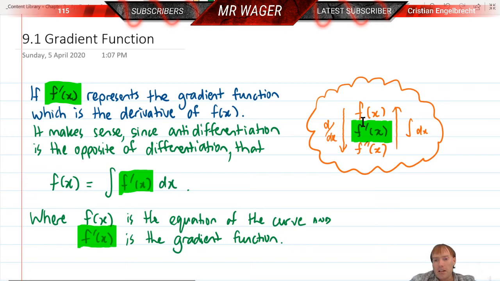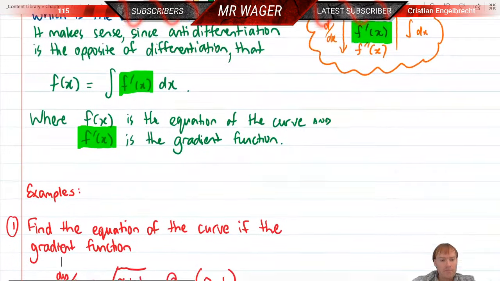Now, if we started with the gradient function, which is the one that I've highlighted in green, and we want to work out what the original function is, it makes sense to do the antiderivative, which is the opposite of differentiation. Okay, so to find out what the original function is, f of x, all we do is we take the antiderivative of the gradient function, which is this thing here. That's essentially all 9.1 is. So we're going to do a couple of examples.